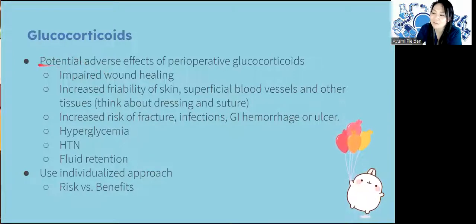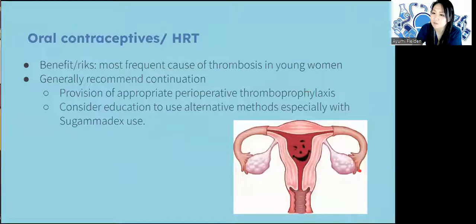It does pop up, and it does impair wound healing, the skin gets more fragile, and the vessels get more fragile, right? And there is increased risk of fracture, infections, GI hemorrhage or ulcer, hypoglycemia, hypertension, and fluid retention. So again, it's an individualized approach, but do not abruptly discontinue this medication. What about oral contraceptives?